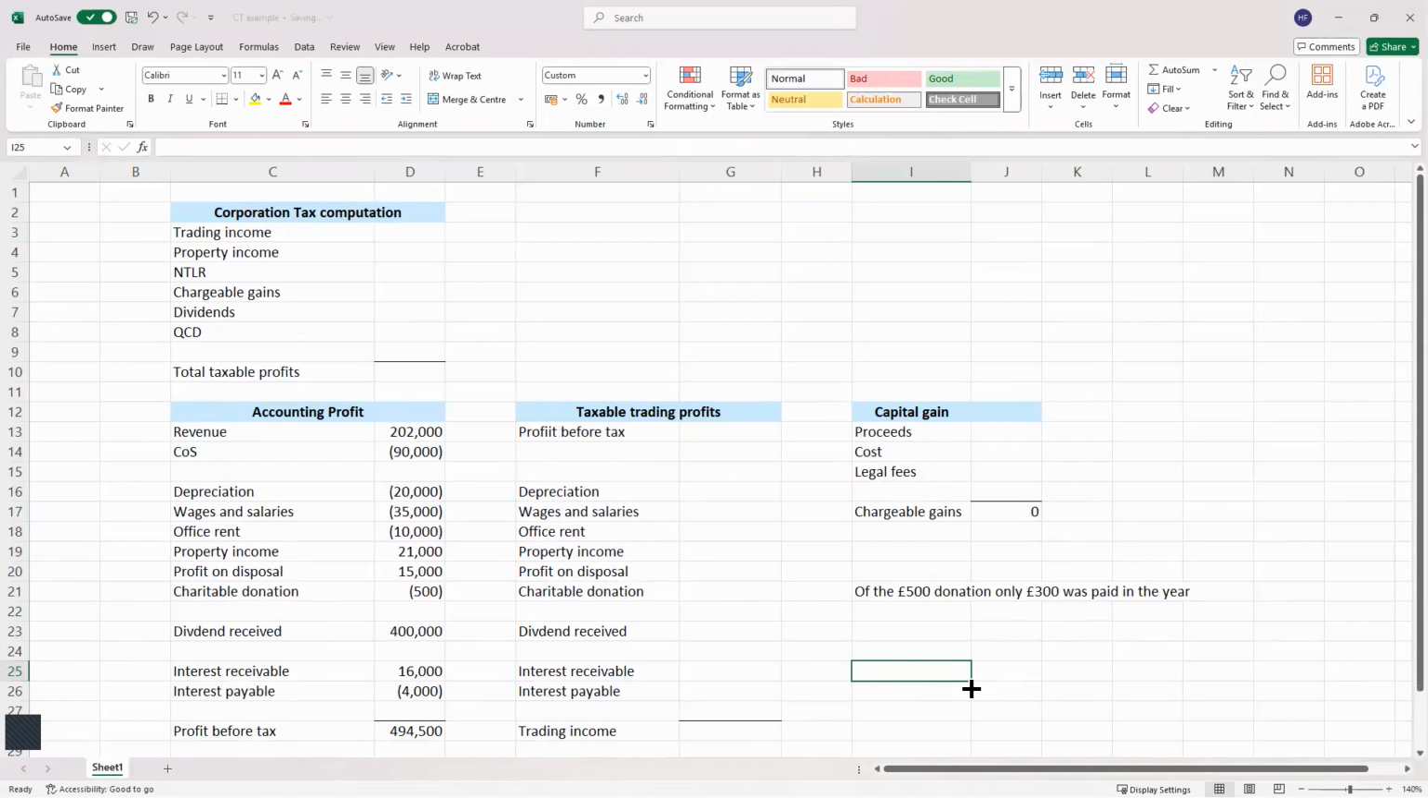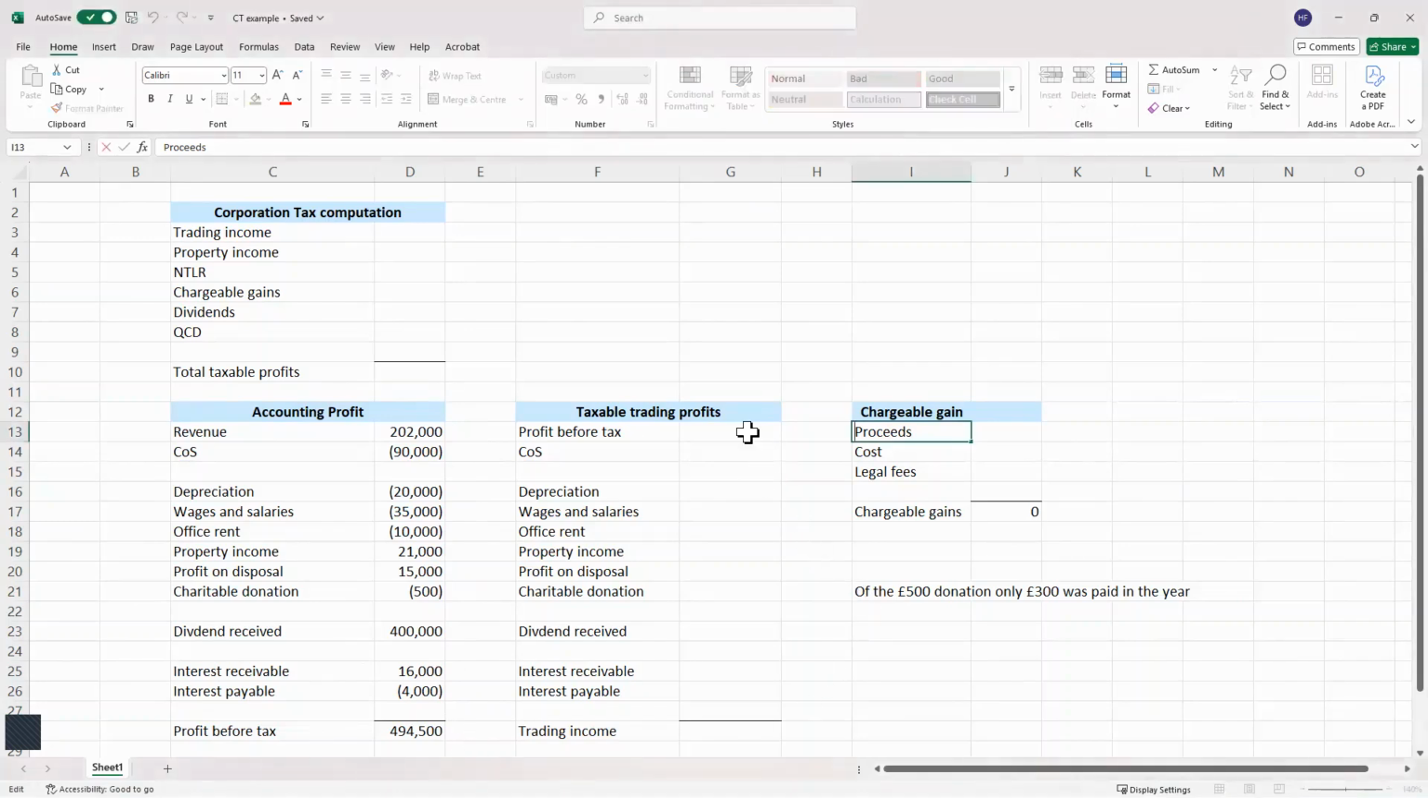The way that we're going to look at how the trading income is pulled together is by looking at an example. So what we have here is our accounting profit. The accounts drawn up show the profit and loss account coming down to the profit before tax of 494,500. We start with revenue, so sales, and we've got various costs and income receivable to come down to our profit before tax. And what we need to do for calculating the taxable trading profits, as we know, is start with the profit before tax and then make adjustments to come down to the trading income.